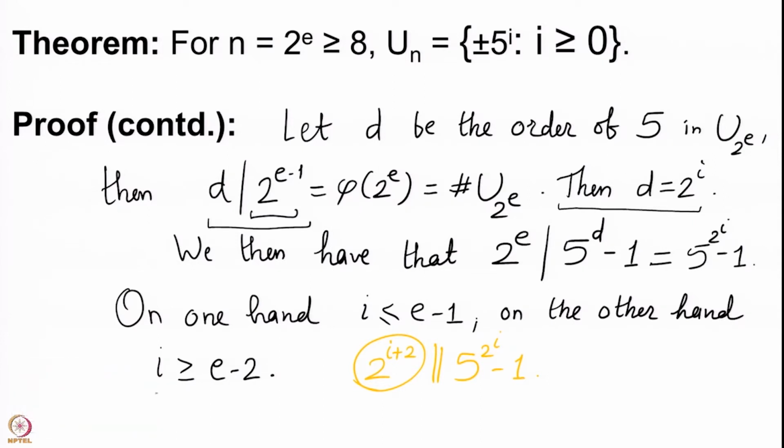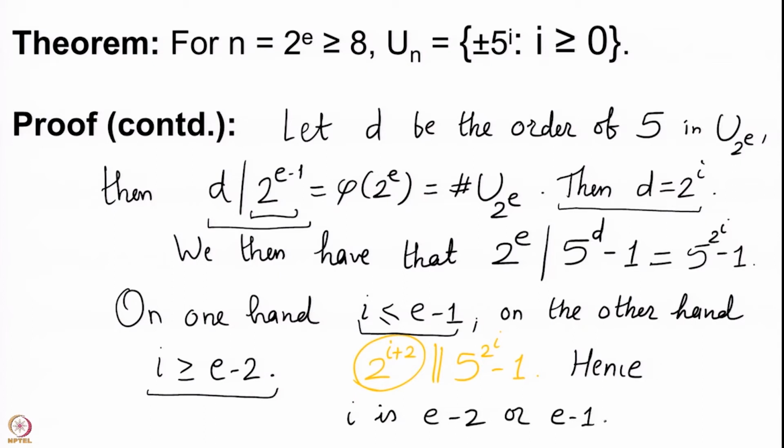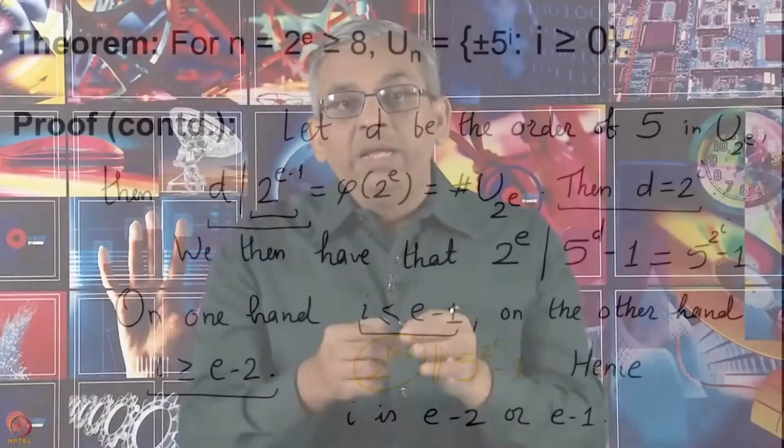So, the possibilities for I from these two things is that e minus 2 or e minus 1, these are the only two possibilities. Either your element 5 is a primitive element which will generate everything if the order is 2 power e minus 1, or its order is 2 power e minus 2.